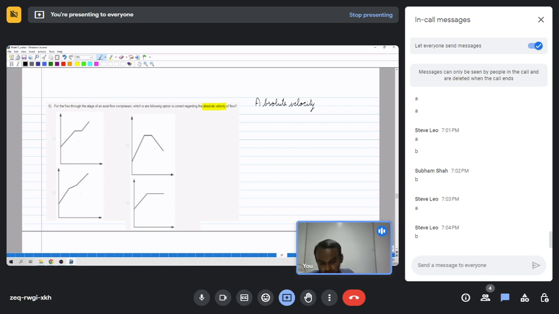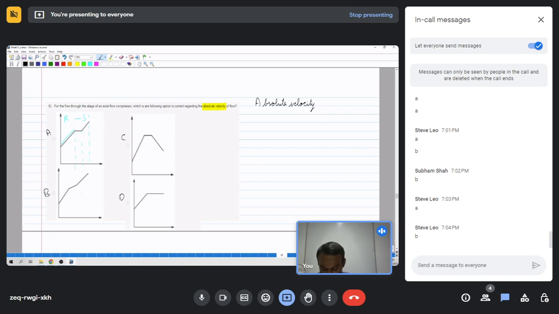So in the first case, it increases. Probably this is the rotor and the last region is the stator, and in the intermediate there is a constant gap. So in the first case it is increasing, then constant for a while, and then increasing. I will also number these: A, B, C, D.